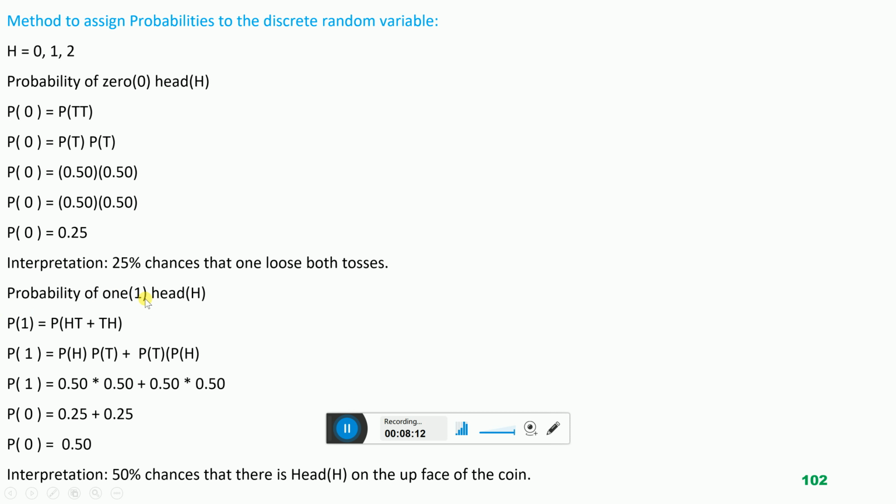Now the probability of one head. How can we assign probability to one head when we toss a coin twice? Probability of 1 head is equal to probability of head tail plus probability of tail head. Now what does this mean? Head tail, what does this head tail mean? This means that if we toss a coin the first time, head appears on the up face of the coin, but when we toss the second time, tail appears. So the possibility is that first head appears and then tail appears.